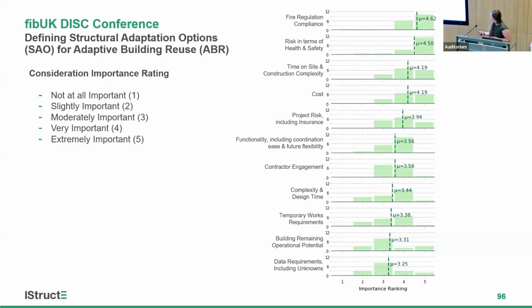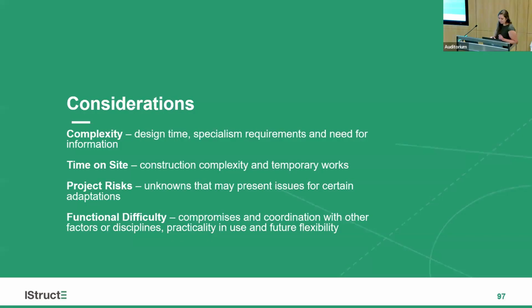For example, the building remaining operational. That was discussed quite a lot in the workshop because it was identified as a good factor to increase project viability. For example, a client could keep an income stream going if the building could be operational. I couldn't ask all of my participants to rank every structural adaptation against each of these, so the considerations were compiled into 4 overarching ones that they would be asked about. So these were the complexity, the time on site, and the project risks, and then finally this functional difficulty.